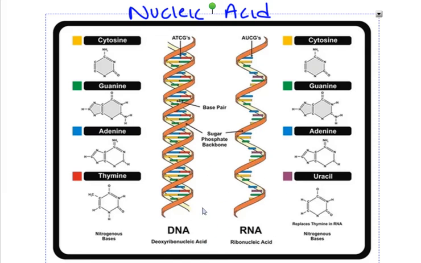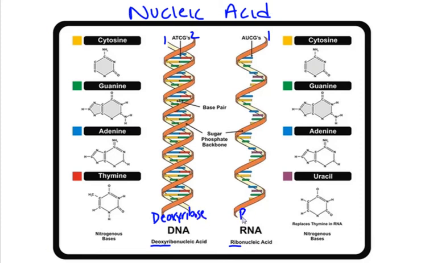When we look at DNA and RNA, we're going to focus on three major differences. First off, this has two strands, and this only has one strand. That's why DNA is called a twisted ladder. There's two strands. The names themselves, deoxyribo and ribo, are named after their sugars. The sugar for DNA is deoxyribose, and the sugar for RNA is ribose.